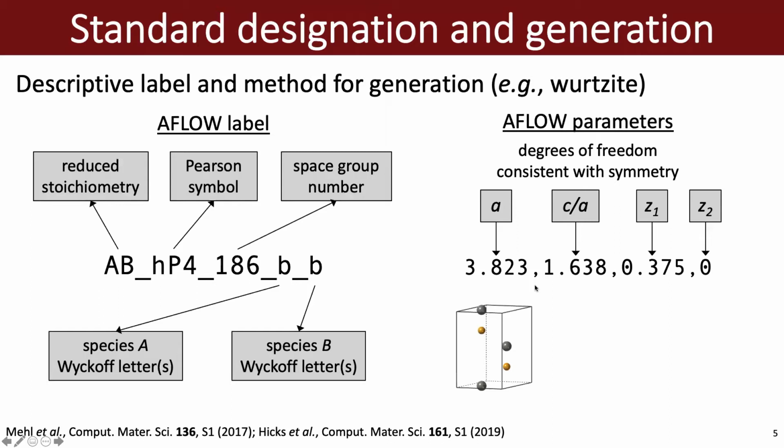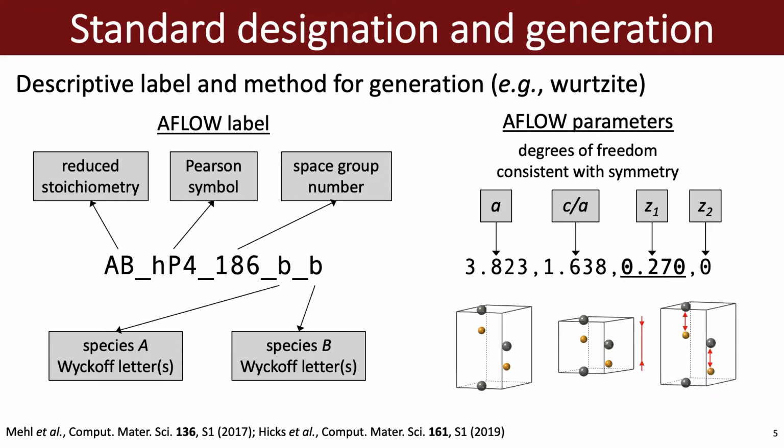And so this is actually very powerful because we can change these numbers and we can see how the structure changes. So in this case, we compressed the C over A ratio. And in this case, we shifted some of the Wyckoff positions. But again, even though we've made these shifts, it still has this same underlying symmetry. And so this is a very powerful prototype tool because we can generate many structures just with this one label by changing the degrees of freedom.